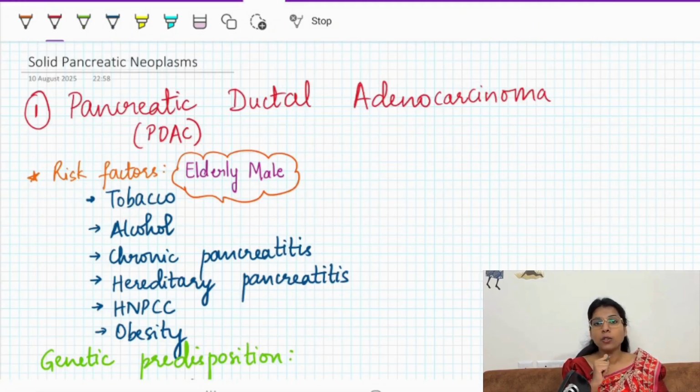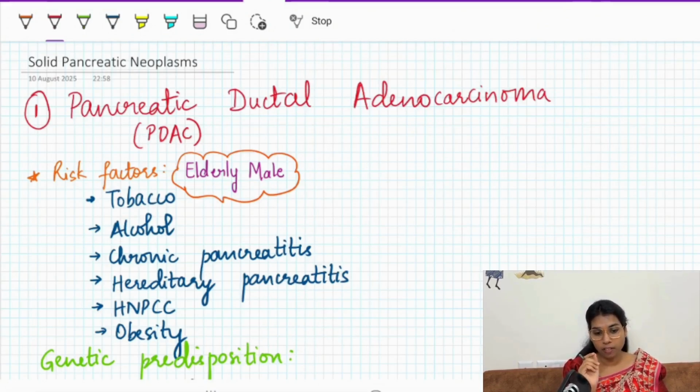Hi guys, today we'll be discussing the topic of solid pancreatic neoplasms. Solid pancreatic neoplasms are predominantly three in number. The first one being pancreatic ductal adenocarcinoma. The second one is pancreatic neuroendocrine tumor. Third one is the pancreatic lymphoma. Now, we'll start with pancreatic ductal adenocarcinoma.